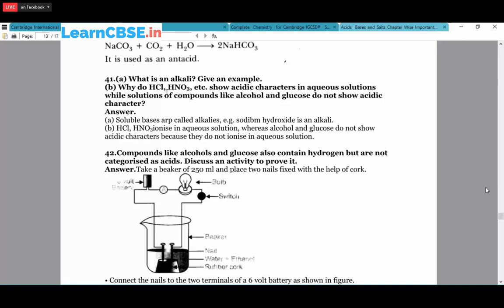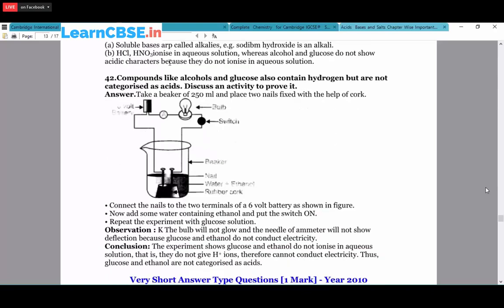Why do HCl, HNO3, etc. show acidic character in aqueous solutions, while solutions of compounds like alcohol and glucose do not show acidic character? Because HCl and HNO3 ionize in aqueous solution, whereas alcohol and glucose do not show acidic character because they do not ionize in aqueous solutions. So compounds like alcohols and glucose also contain hydrogen, but are not characterized as acids.